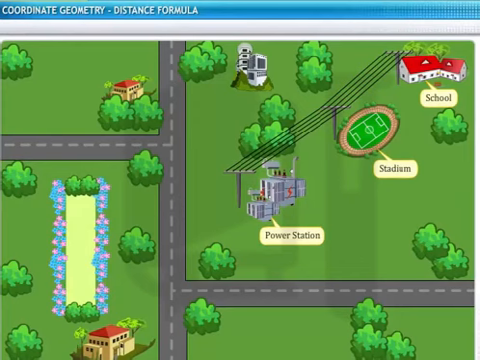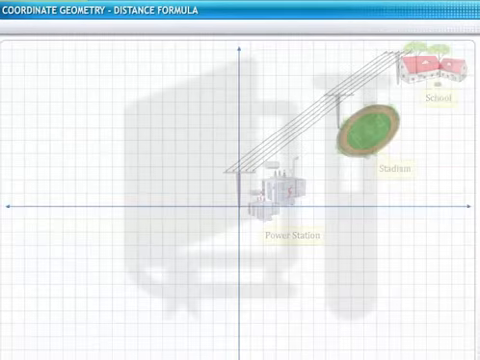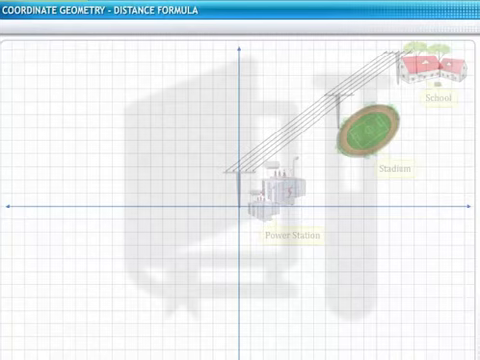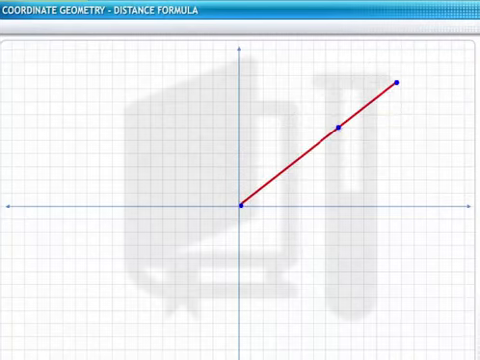in a locality. If you create a map of the locality and transpose it onto a graph, you can derive the formula to calculate the distance between any two points in the locality.